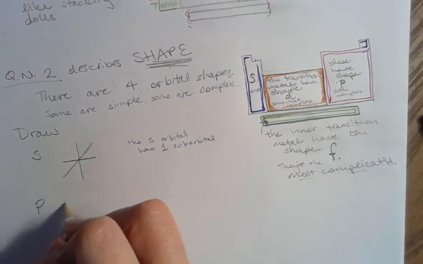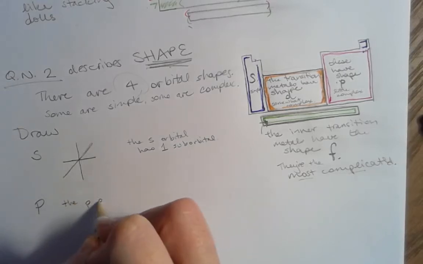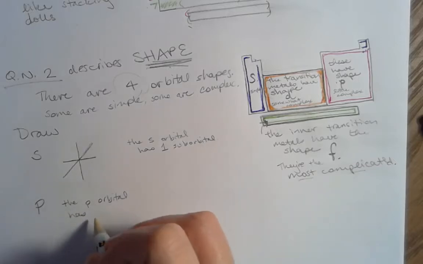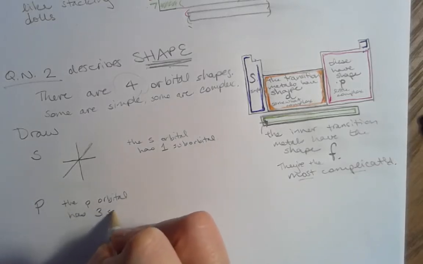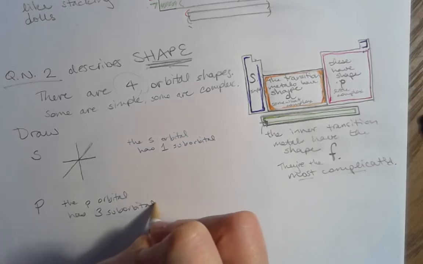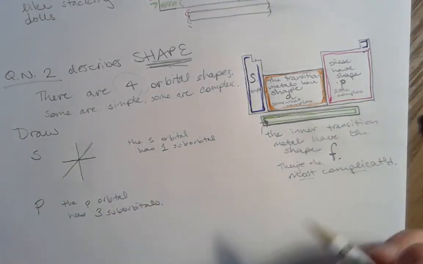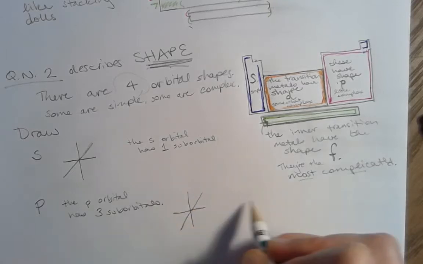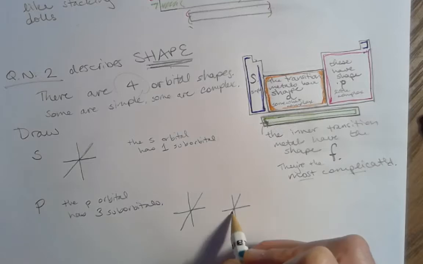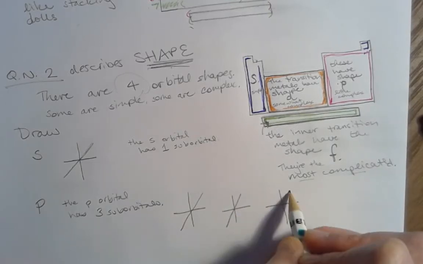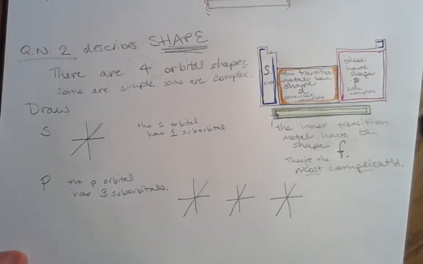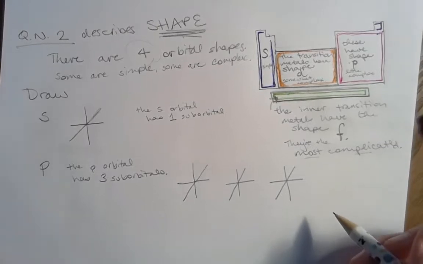The P orbital has 3 suborbitals. So, to draw 3 suborbitals, we need 1, 2, 3 three-dimensional grids to draw the 3 p suborbitals. Oh, but we're not done. You didn't think that'd be it, did you?